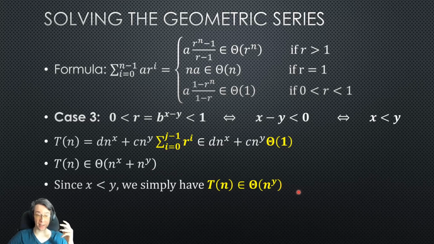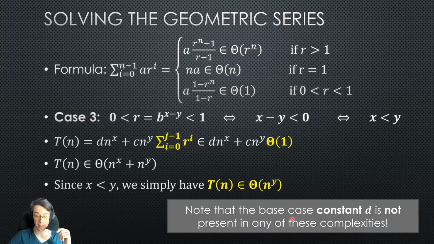So we have three cases. We have theta n to the x, theta n to the x times log n, and theta n to the y, depending on whether r is greater than 1, equal to 1, or between 0 and 1.